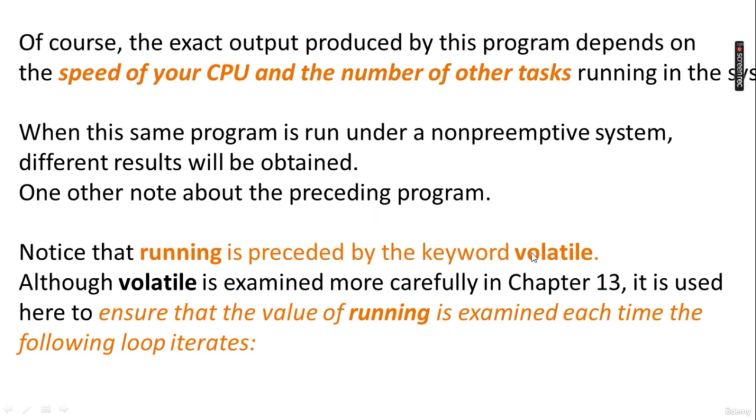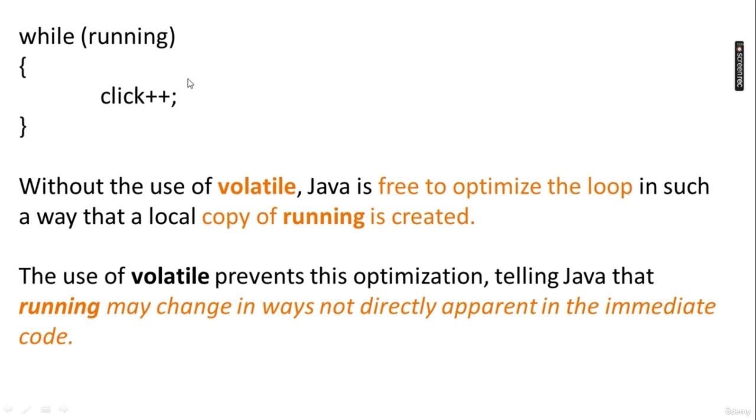Running is preceded by the keyword volatile. Although volatile is explained more carefully in an upcoming chapter, it is used here to ensure that the value of running is examined each time the following loop iterates. Okay, volatile means the value of running is examined, in this case while running click plus plus. So the running variable is volatile, its value is checked again and again.